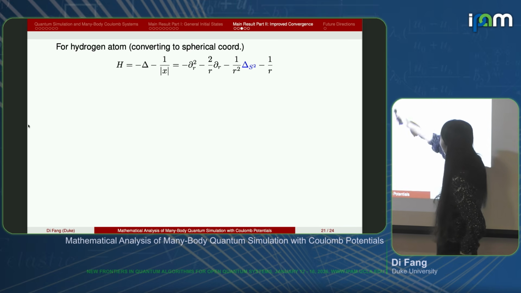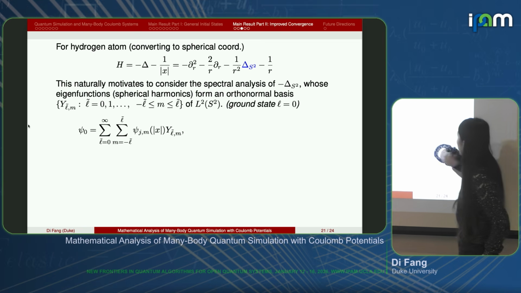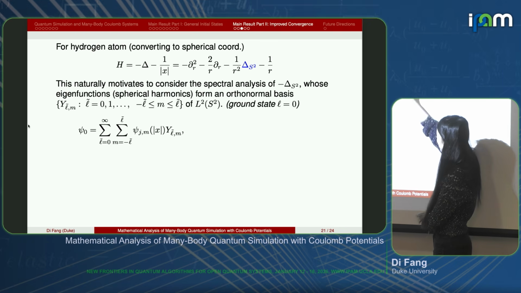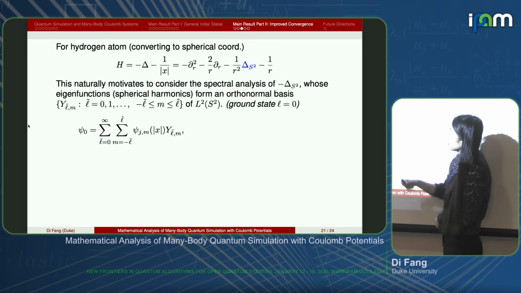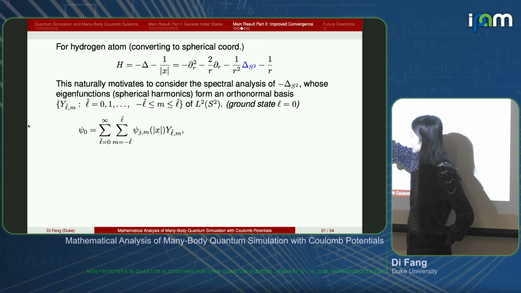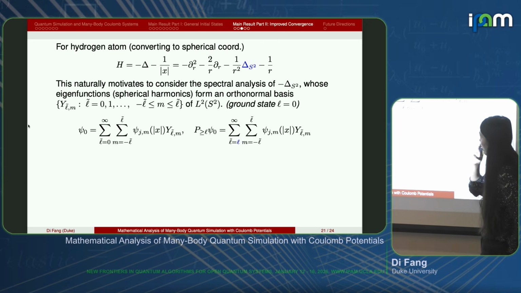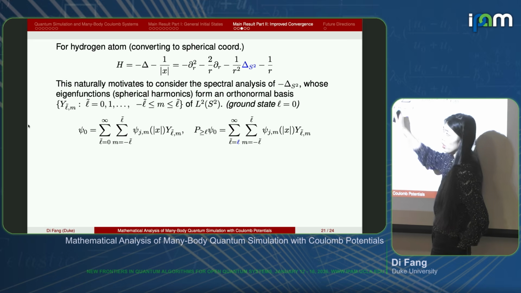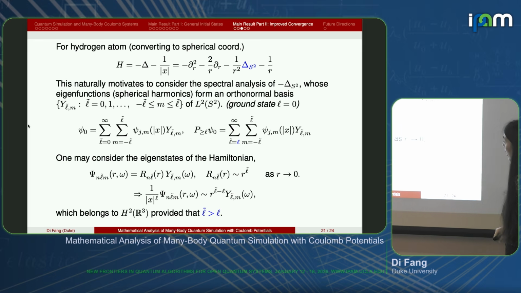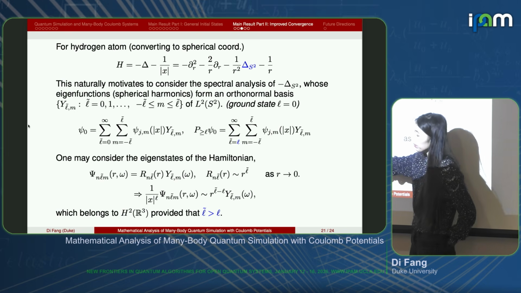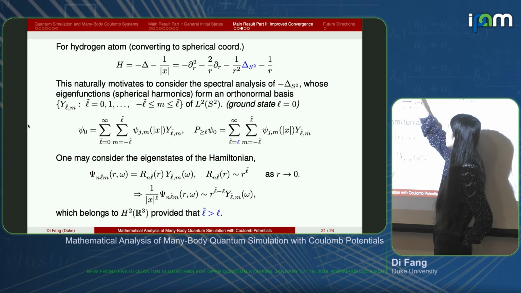So you can easily convert it into spherical coordinates, which motivates us to consider the eigenfunctions of this Laplacian operator. They are going to be spherical harmonics, and then your initial condition can be written as a linear combination of those. The projection operator is just saying remove the lower degrees of freedom of the spherical harmonics, and then the eigenstates of the hydrogen atom can actually be written in this format.